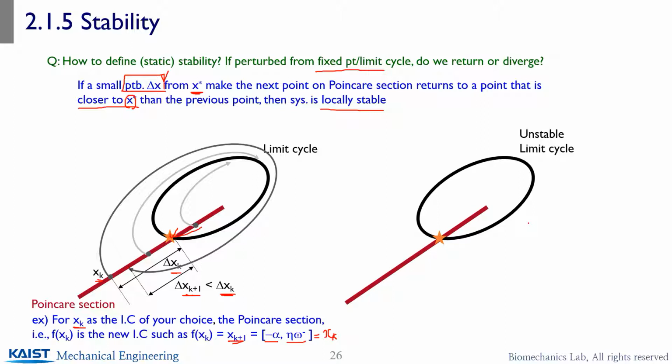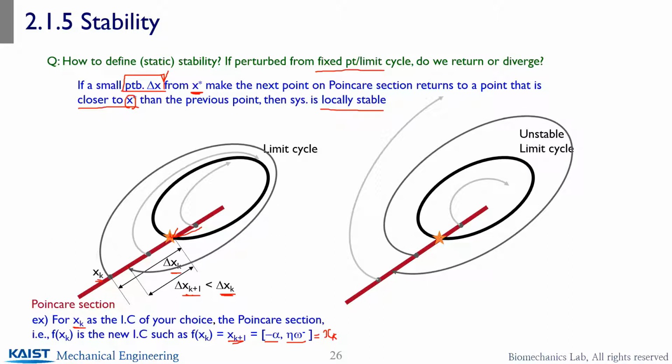For unstable limit cycles, any deviation away from the fixed point will never return to the limit cycle. For example, if we have a kth deviation delta xk and start another cycle, the next Poincare section point will be farther from the fixed point than xk. That means you will never return to the limit cycle. That's unstable. So once we obtain the fixed point, that's the conceptual explanation. How can we check stability?